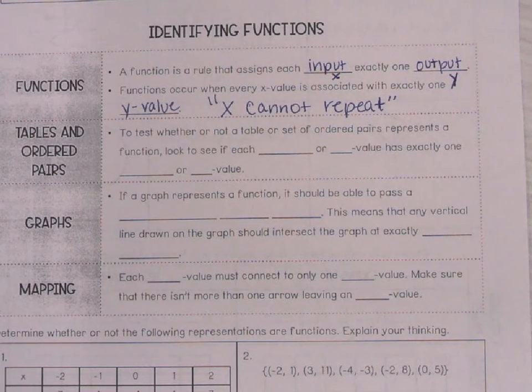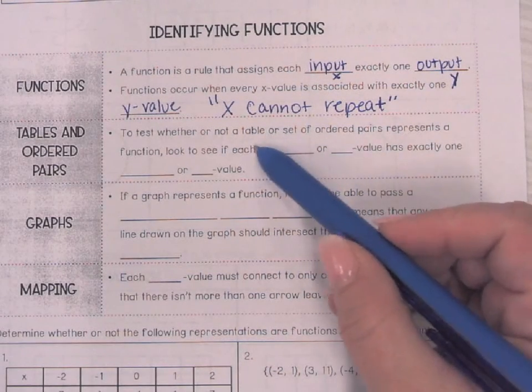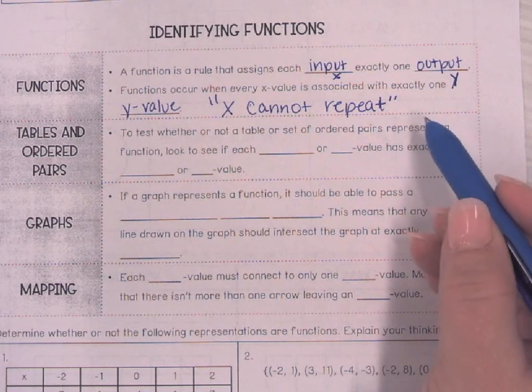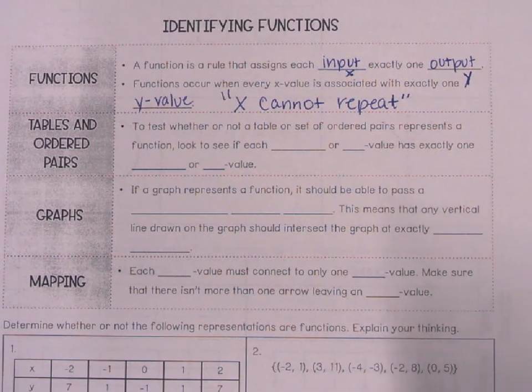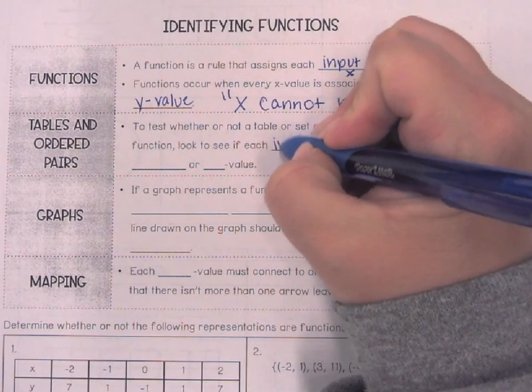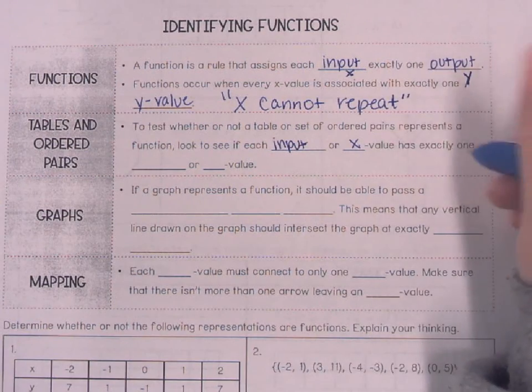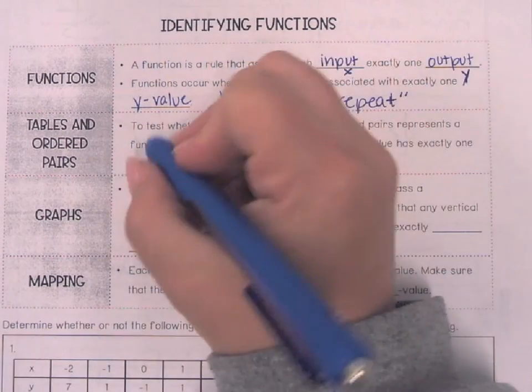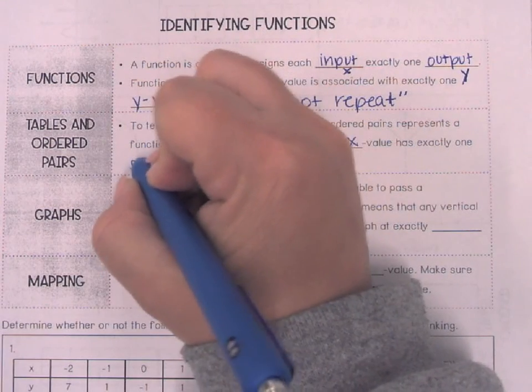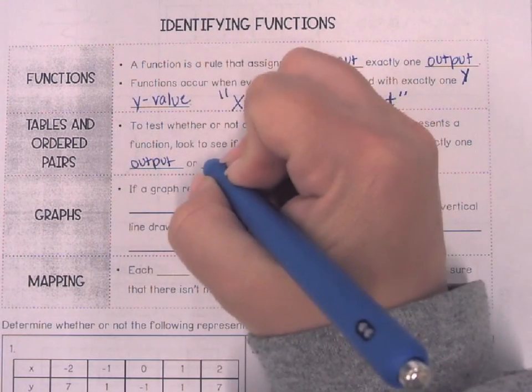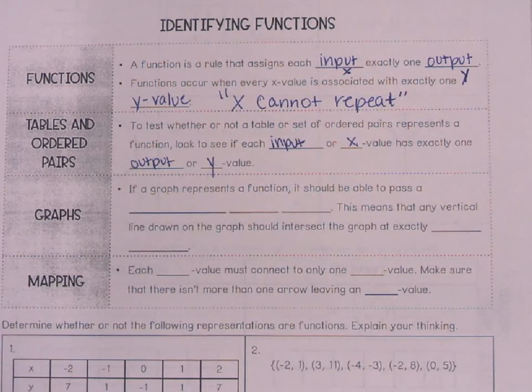So to test whether a table or a set of ordered pairs represents a function, you look to see if each input or x value has exactly one output or y value. Okay, so that's saying x cannot repeat.